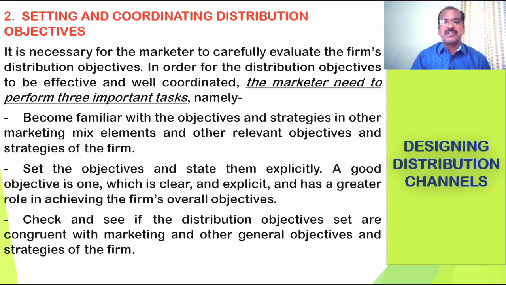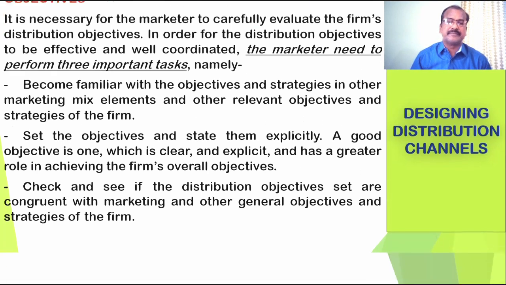The third one is to check and see if the distribution objectives set are concurrent with marketing and other general objectives and strategies of the firm. So you, the person or official in charge of deciding about the distribution objectives for your firm, make sure that the objectives which you set in relation to the channels of your firm match the other general objectives of your own company.